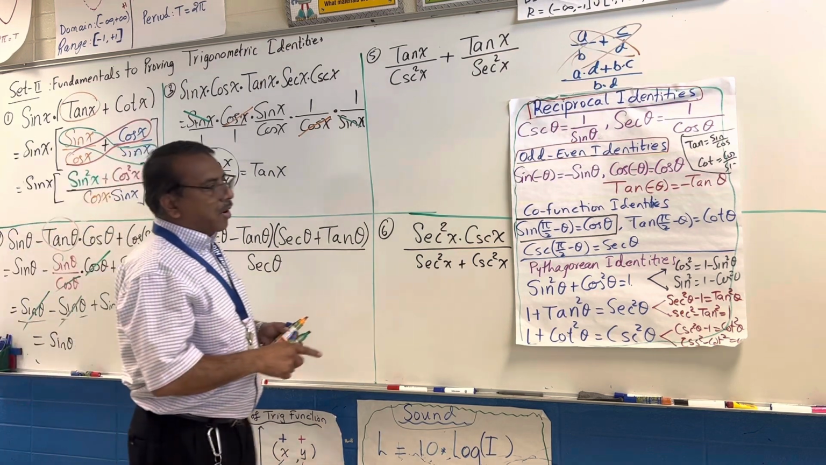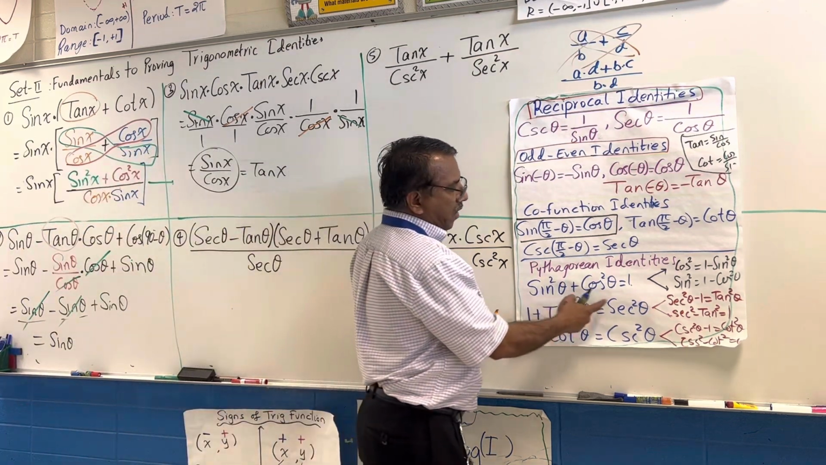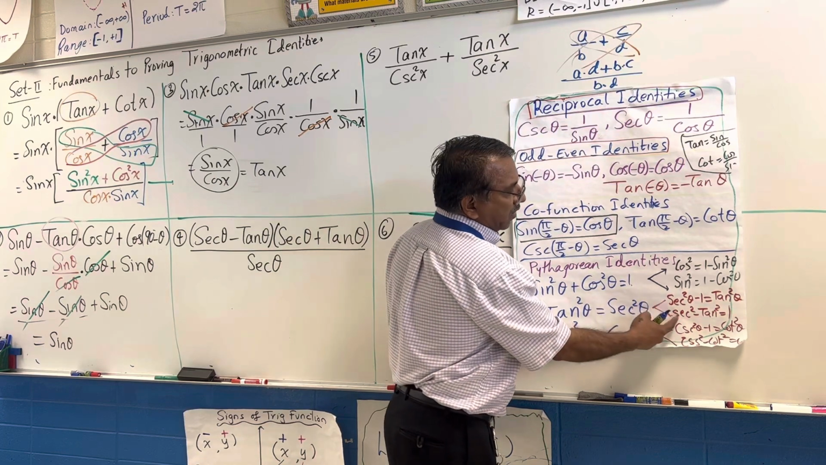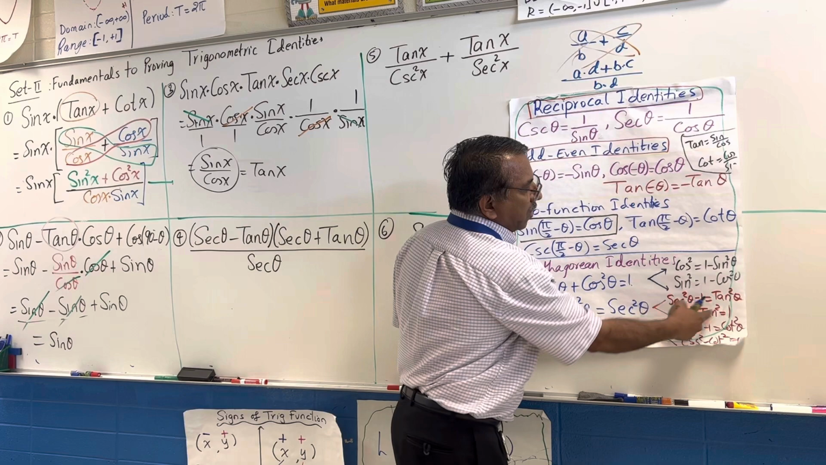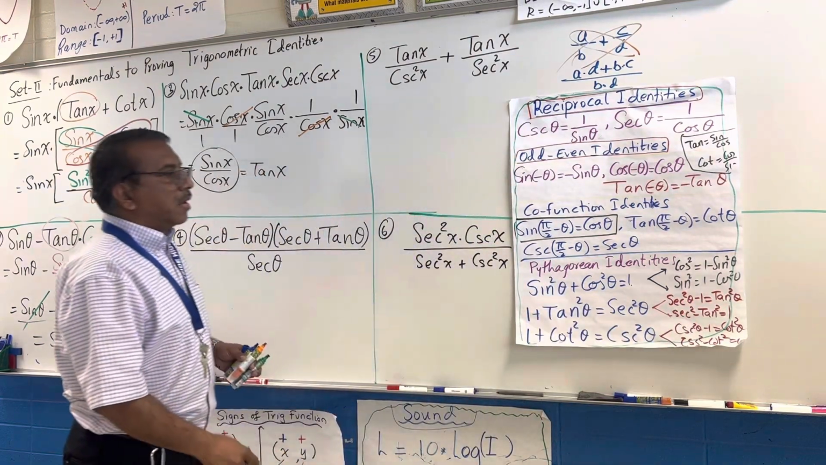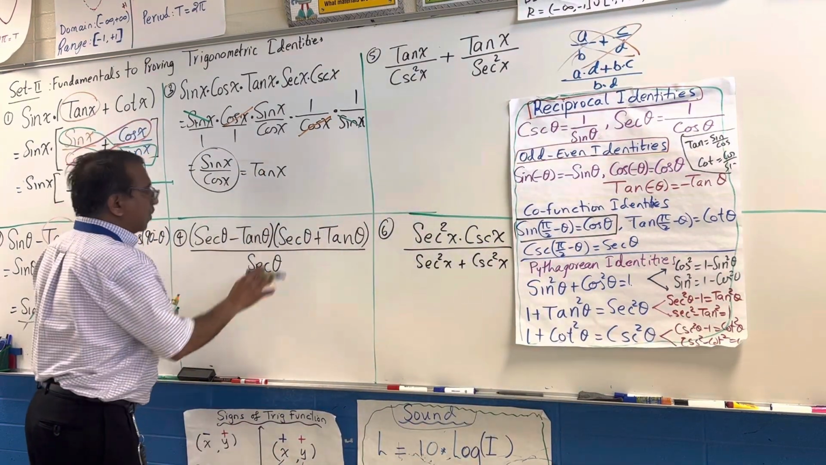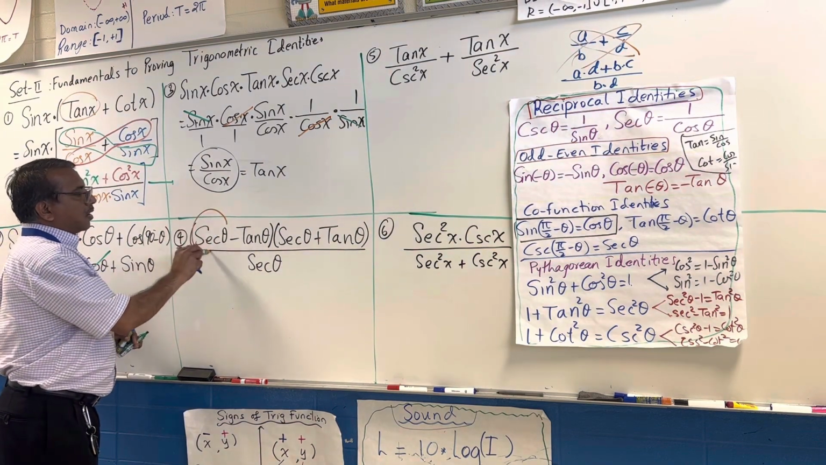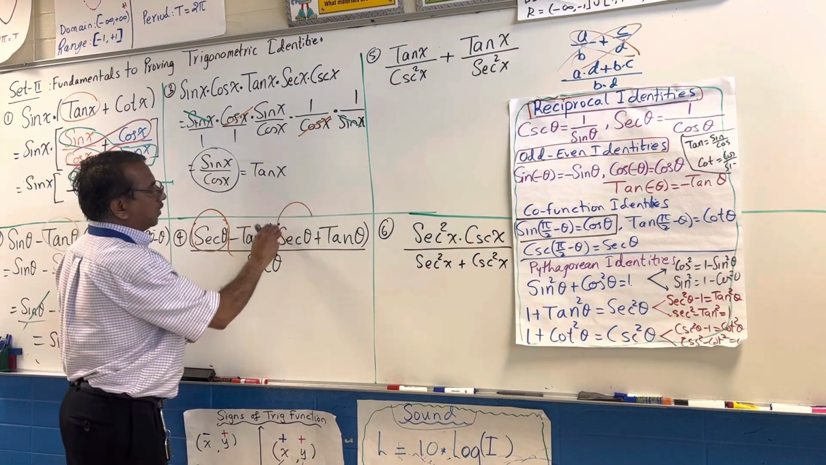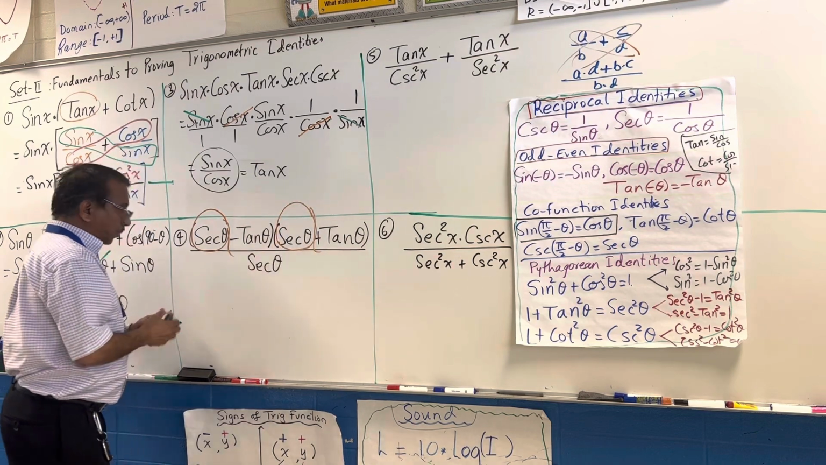Now watch this at the bottom here. 1 plus tan square is secant square. So in other words, secant square minus tan square is 1. So what we can do is apply that rule straight away if we can combine the numerator and the denominator. And how does it work? Look at it. Think that this is your A, and this is B.